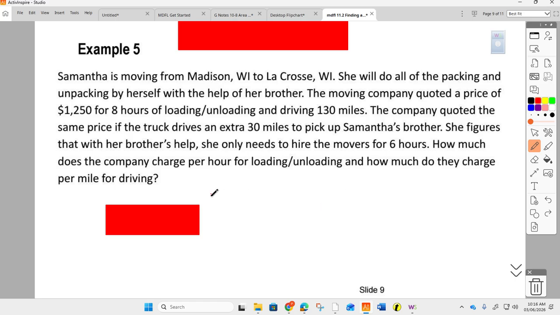So how much does the company charge per hour for loading and unloading? That's what we're going to use X for. And how much do they charge per mile for driving? So we're going to define Y as the price per mile. Any questions?